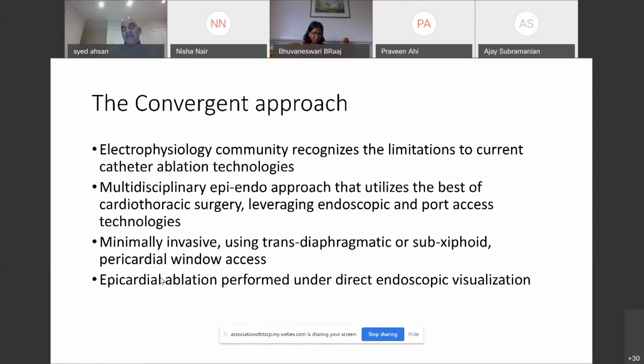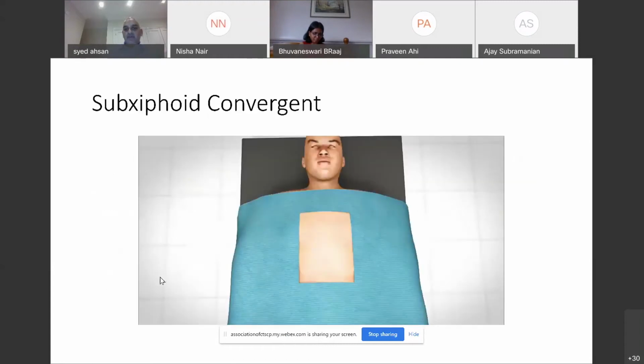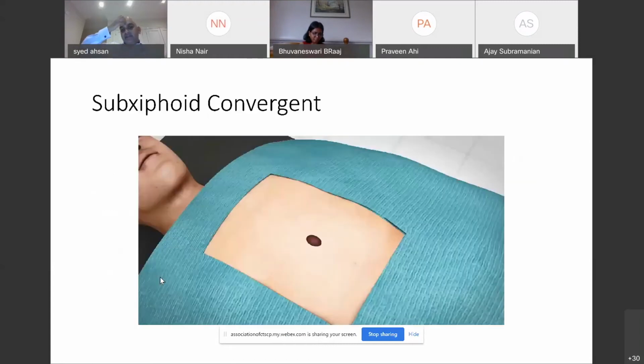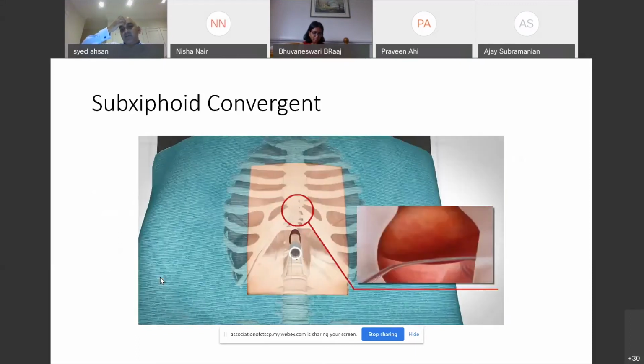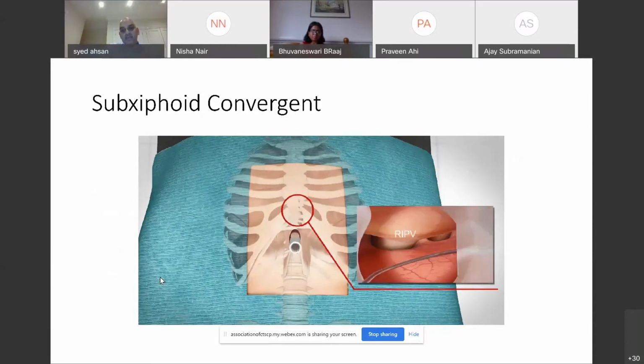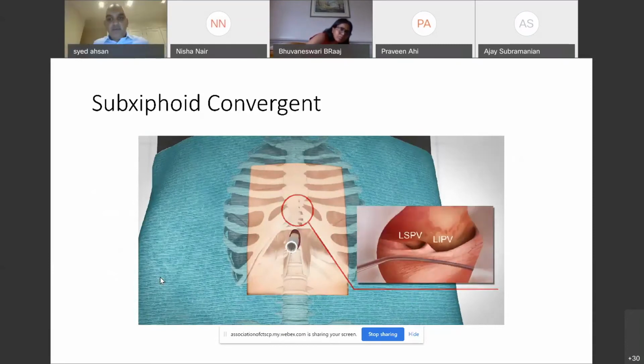It's a minimally invasive surgical procedure, taking between 90 minutes to 2 hours. The epicardial ablation is performed under direct endoscopic visualization. And again, on this animation, we see a subxiphoid approach, which is the most common approach used now. We were using a transdiaphragmatic approach, but most centers have now switched to a subxiphoid approach.